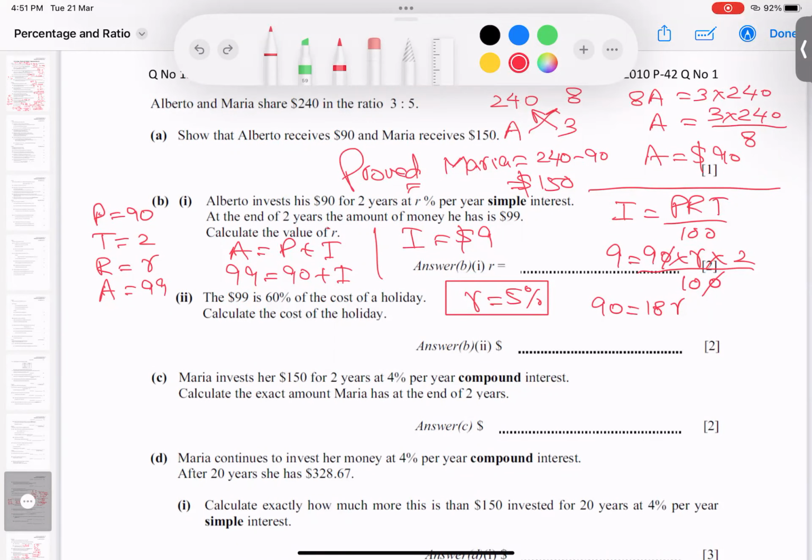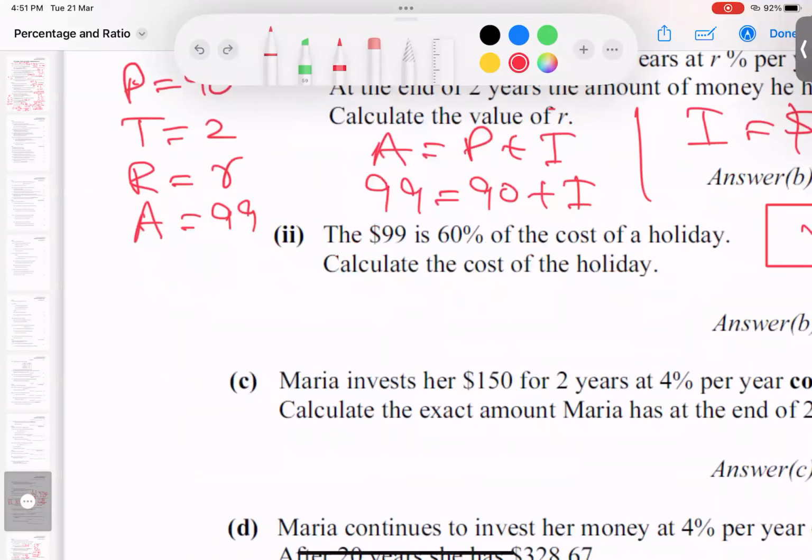Okay, the 99 is a 60%. This is very interesting. Let's start. He's saying $99 is 60% of the cost of the holiday, or you can say the total cost, no problem. So I repeat, 99 is 60%. I'm writing two titles, dollar sign and percentage. So as he said that $99 is equal to 60%, then find out the original.